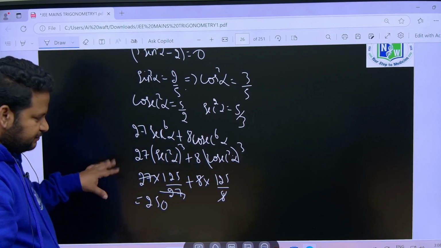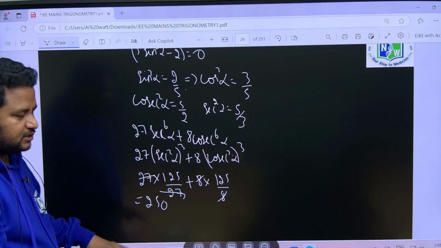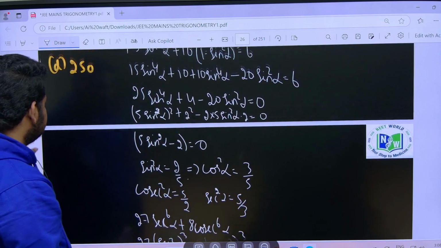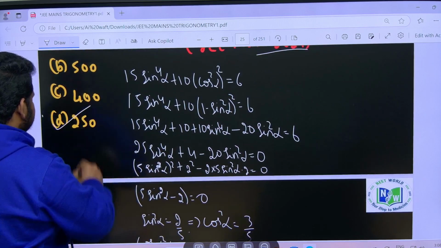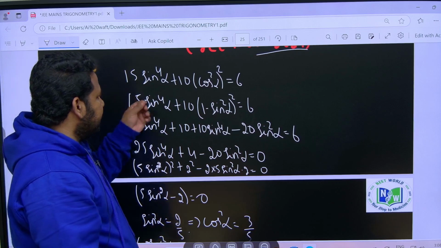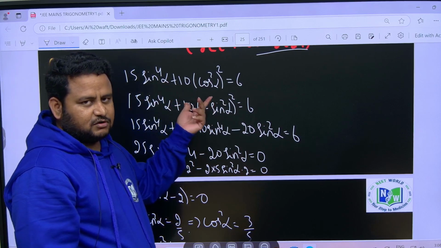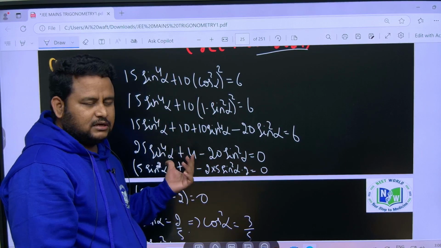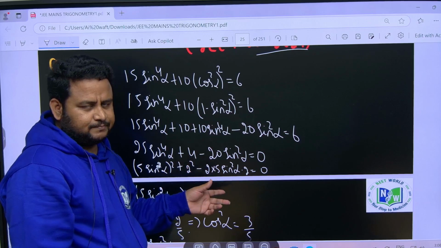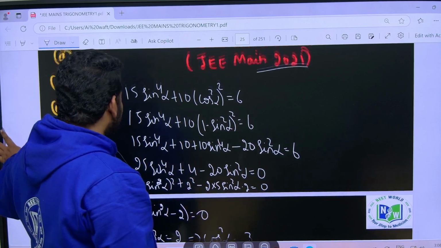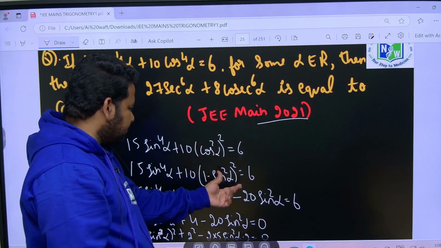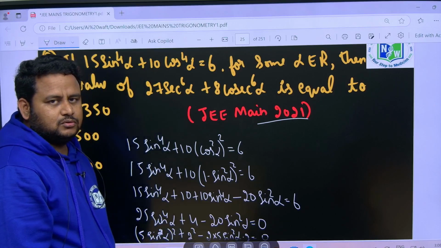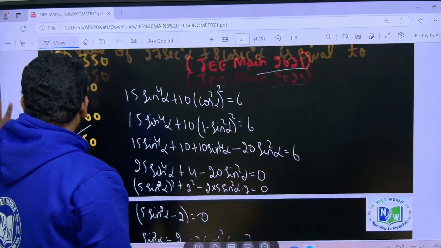You can solve it even with fewer steps. I have written it so that you people understand. Got it, friends? You can reduce the number of steps and solve even faster. So this is equal to 250. Finding sine alpha, cos alpha, sine square alpha, cos square alpha, no need to do all those steps. Directly you can find secant square alpha and cosec square alpha. But I have shown you how to get cos square alpha. Here directly you can write 5 sine square alpha minus 2 whole square. Fine. I hope it is clear now.